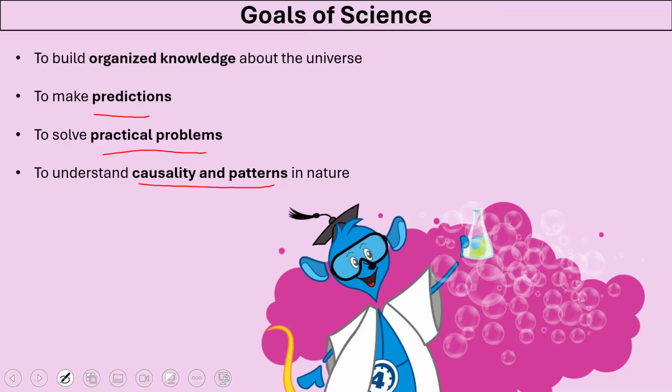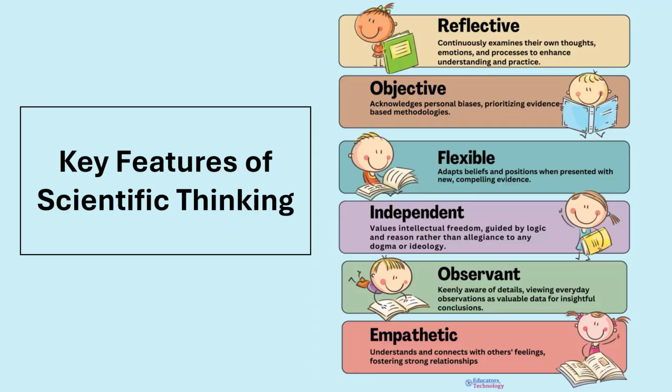the world around us. So if we are trying to develop scientific thinking in ourselves, what are the main features of thinking like a scientist? First thing is being reflective. We should be able to examine our own thoughts, emotions, and processes that enhance our understanding and practices. We should be able to keep our biases away. We should be more objective.